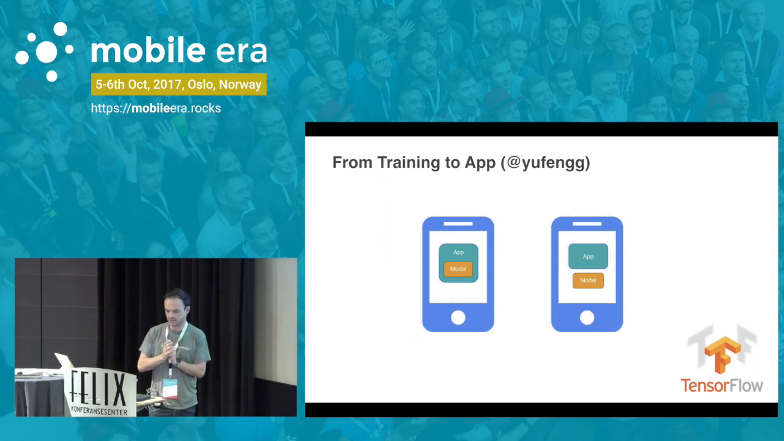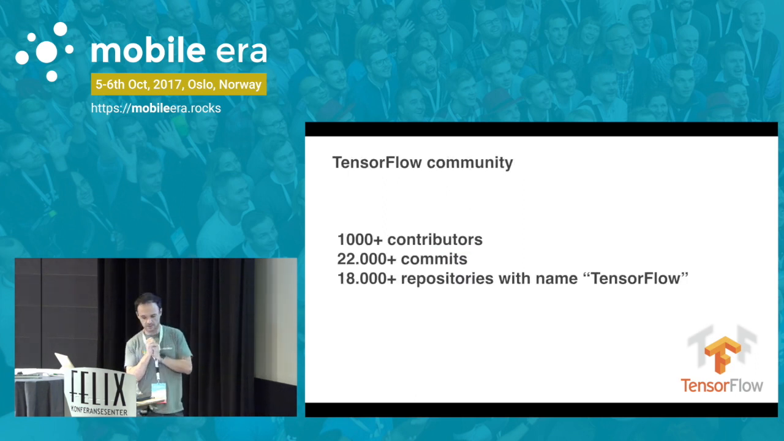About the TensorFlow community, it has 10,000 contributors, 22,000 commits, 18,000 repositories with the name TensorFlow. So it's really a very growing and glowing community. There are a lot of resources, and it's actually very active. It's easy to find tutorials and new things. It was not like a year ago where we didn't have the one for mobile, and it's really growing.